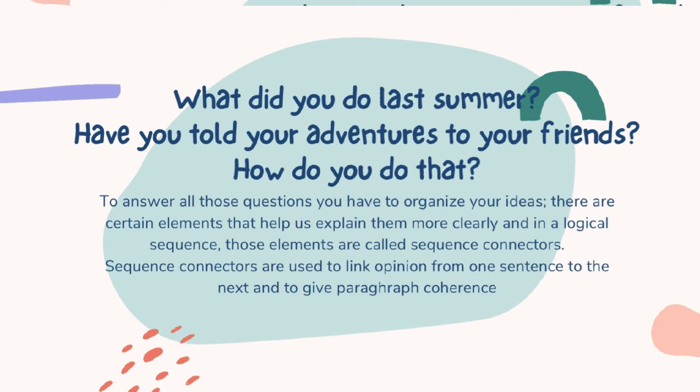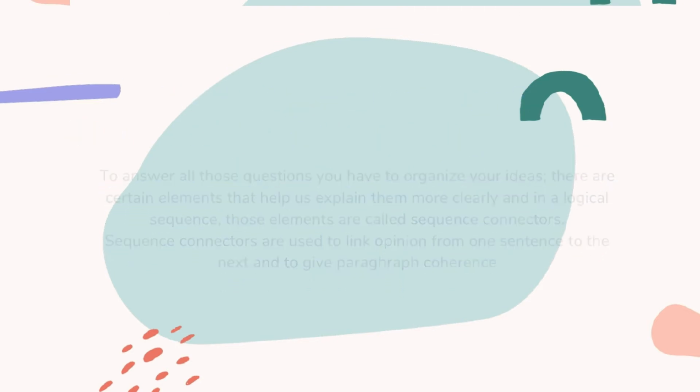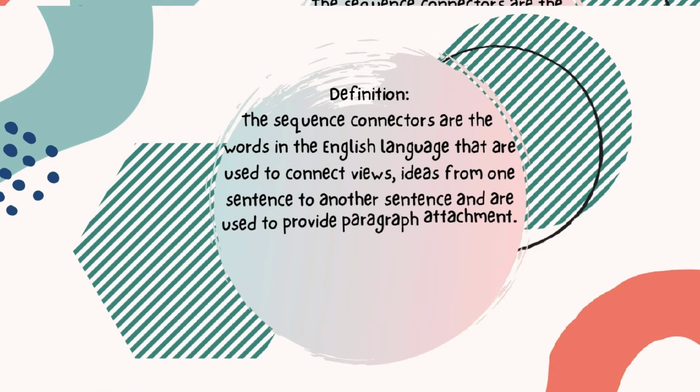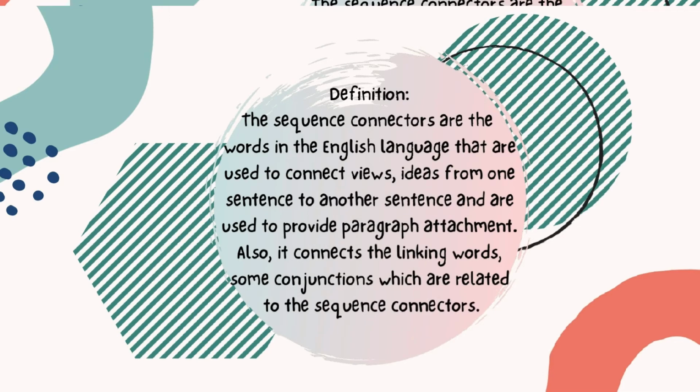Sequence connectors are used to link opinion from one sentence to the next and to give paragraph coherence. Definition: the sequence connectors are the words in the English language that are used to connect views, ideas from one sentence to another sentence, and are used to provide paragraph attachment. Also, it connects the linking words, some conjunctions which are related to the sequence connectors.